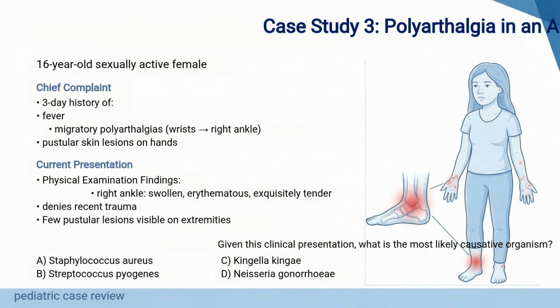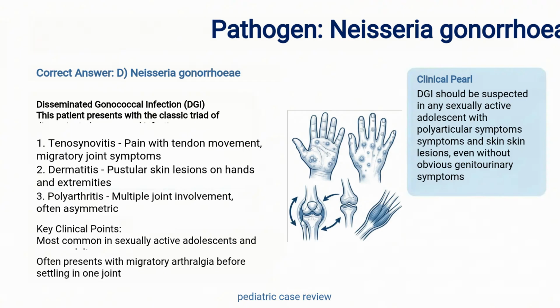Given this clinical presentation, what is the most likely causative organism? Option A, Staphylococcus aureus. Option B, Streptococcus pyogenes. Option C, Kingella kingae. Option D, Neisseria gonorrhoeae. The correct answer is option D, Neisseria gonorrhoeae.